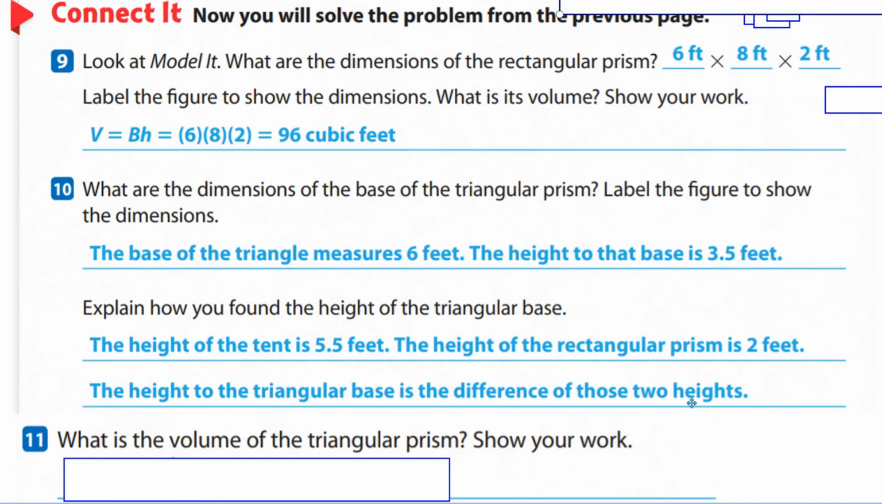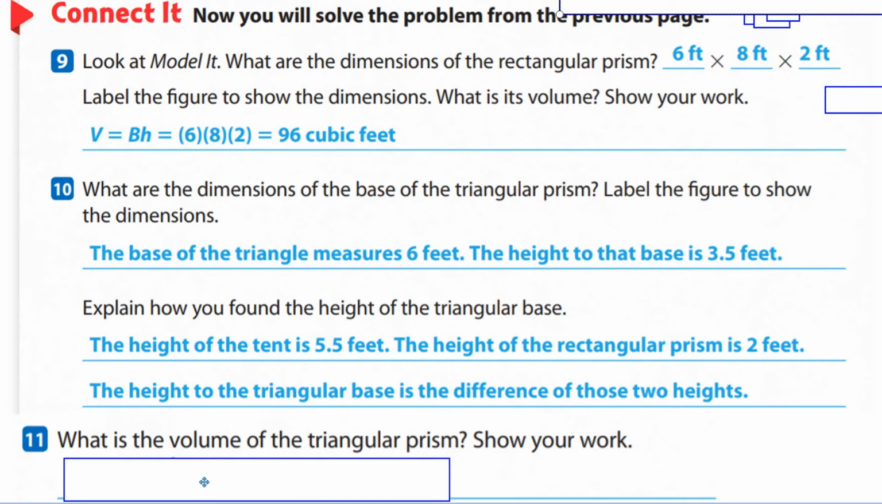Question 11. What is the volume of the triangular prism? And show your work. Well, think about that. Base times height, right? Volume equals base times height. The base for a triangular prism is 1/2 times base times height. And then you take that and you multiply by the height of the whole figure, but we'll get to that later.